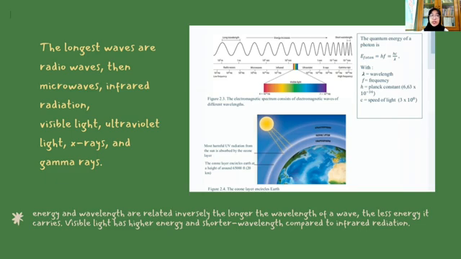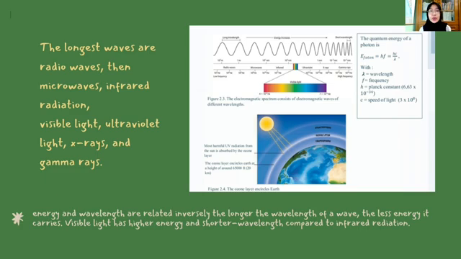Energy and wavelengths are related inversely. The longer the wavelength of the waves, the less energy it carries. Visible light has higher energy and shorter wavelengths compared to infrared radiation. The atmosphere is transparent to visible light. Most of the light transmitted through the atmosphere is absorbed by the ground, although some of it is reflected back to space before it ever reaches Earth's surface.